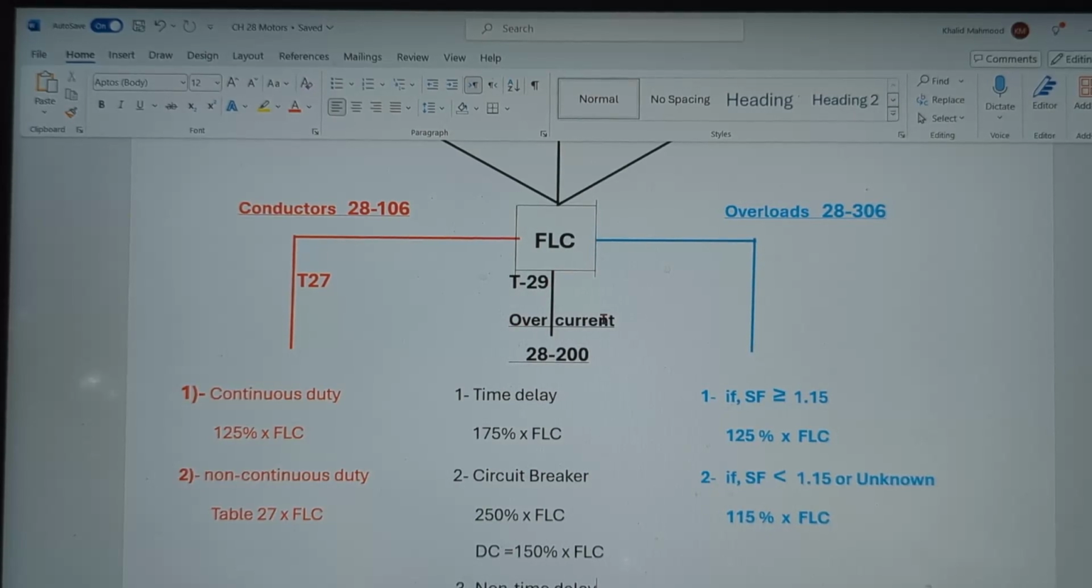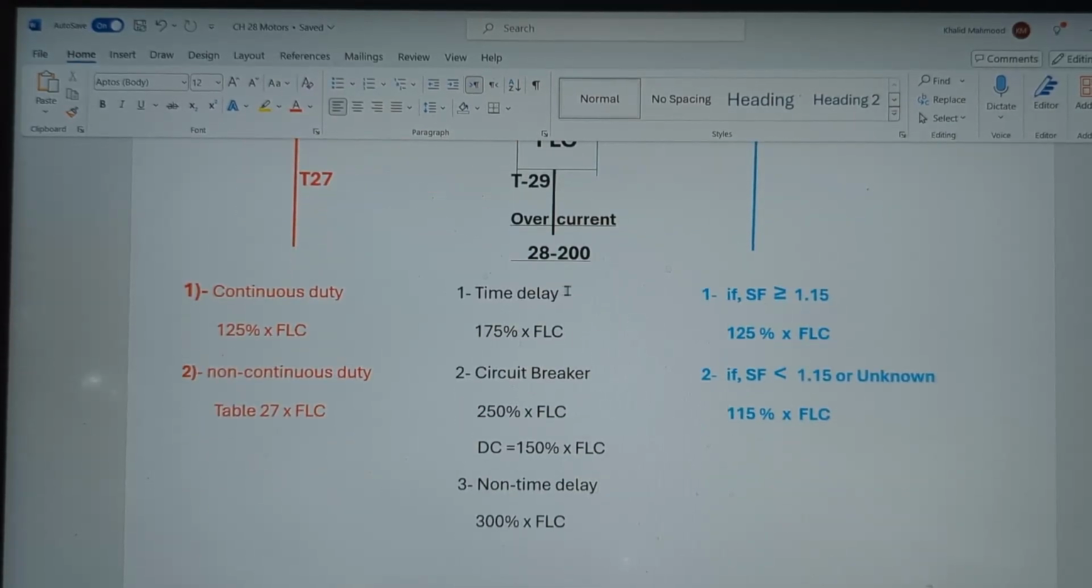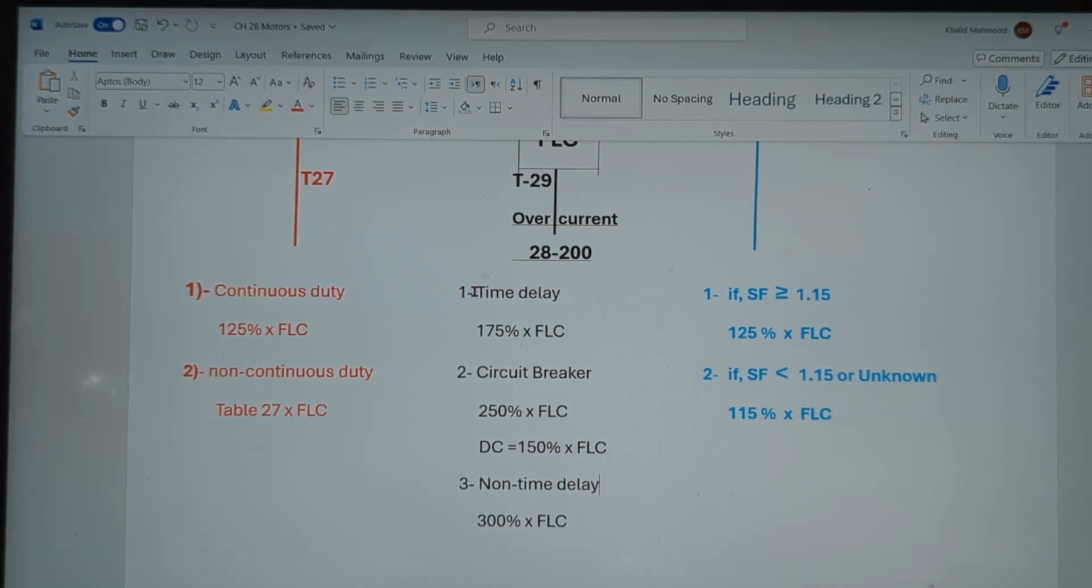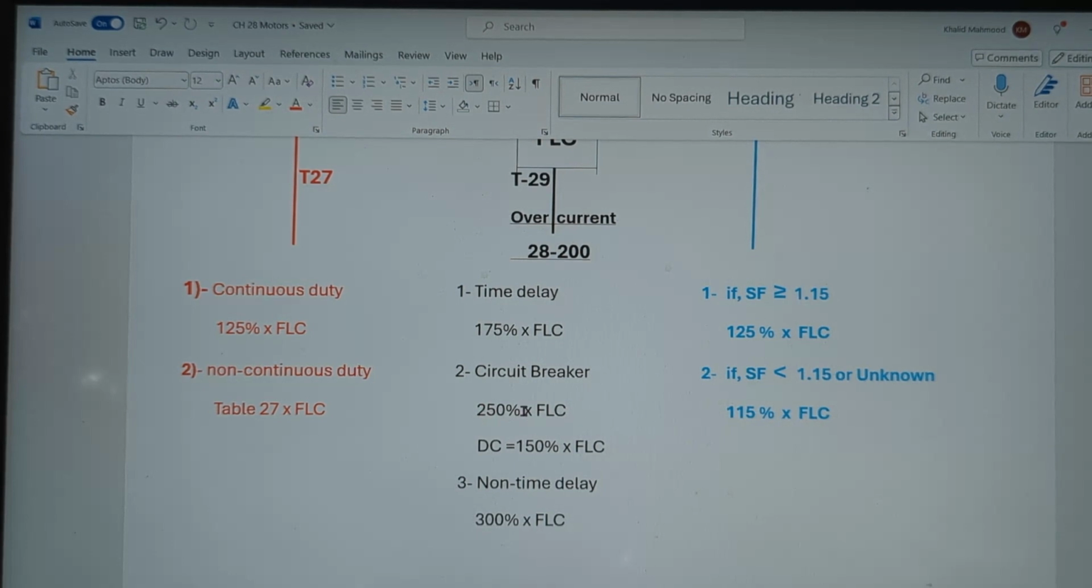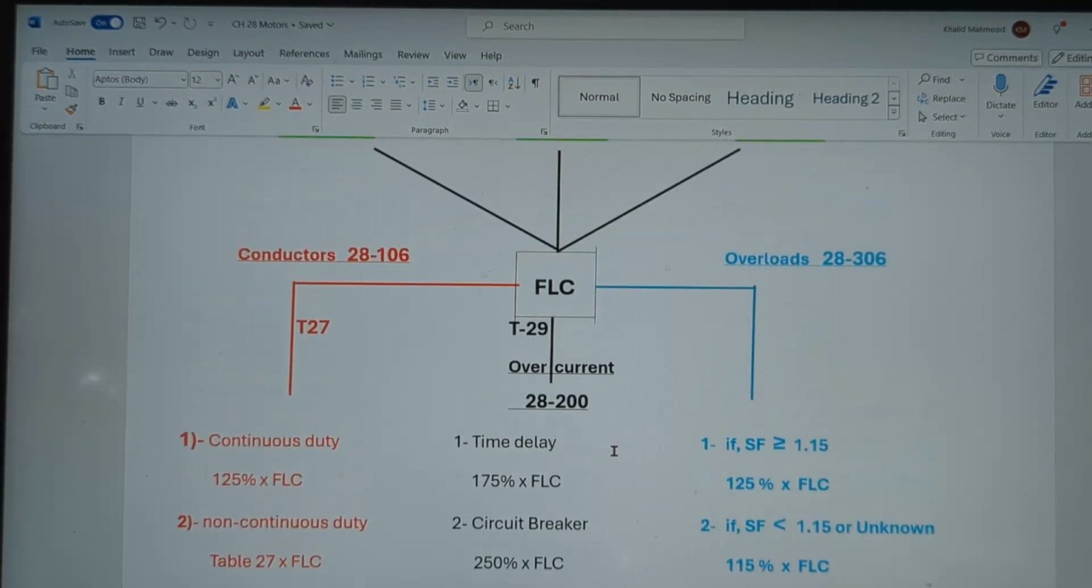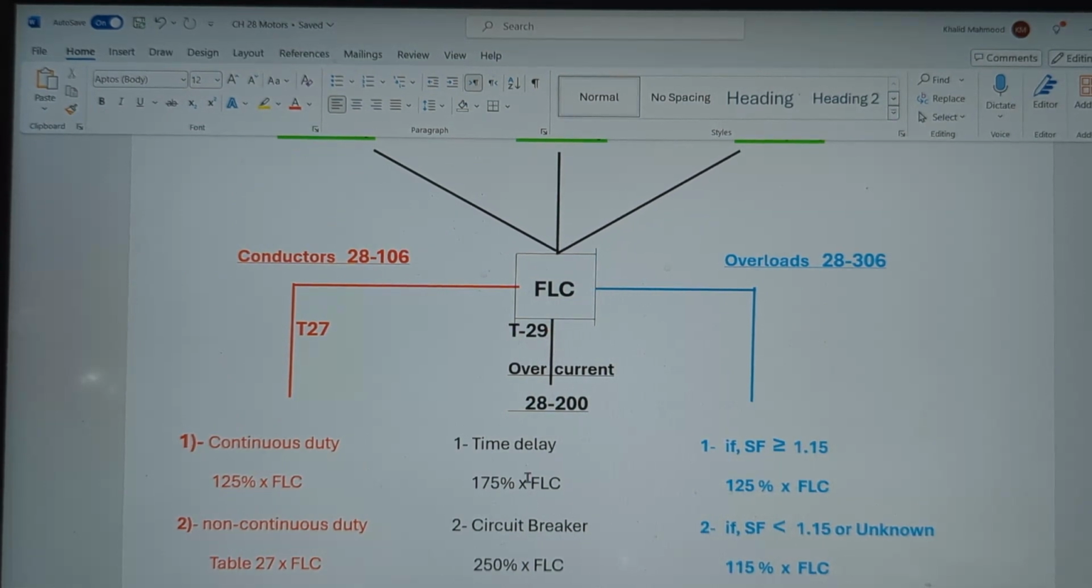Next step will be to find the overcurrent. So there are three steps. First of all, if the fuse is time delay, we will multiply full load current by 175%. If it is non-time delay, we will multiply full load current by 300%. If the circuit breaker is given, then we will multiply full load current by 250%. But if this is a DC motor, we will multiply 150% with full load current. We use table 29 for this purpose.